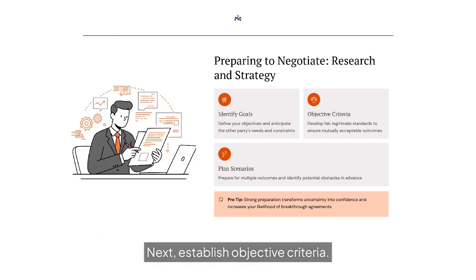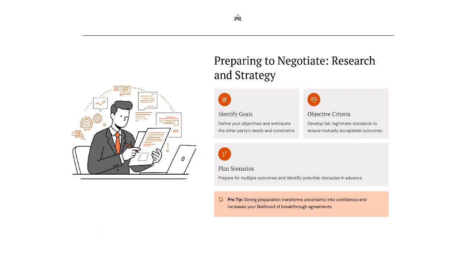Next, establish objective criteria. These are measurable standards that help guide fair decisions, such as data, market benchmarks, or professional guidelines. Objective criteria remove emotion from the equation and allow both sides to evaluate options based on facts rather than opinions. This builds credibility and reduces unnecessary tension.